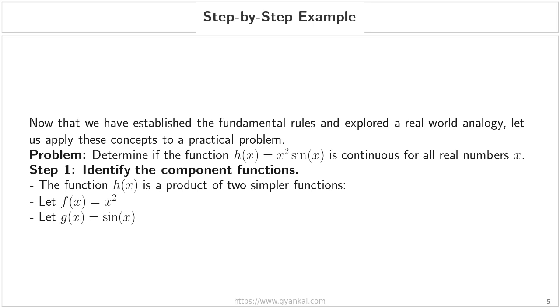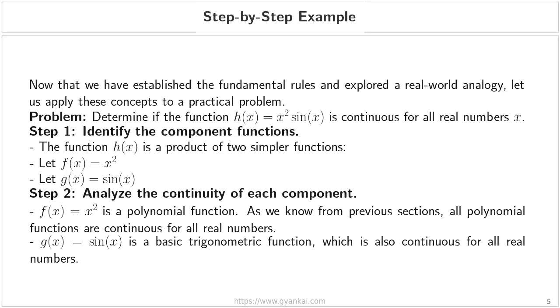Step 1 is to identify the component functions. If we examine h of x, we can see that it is constructed as a product of two simpler functions. Let us define the first function, f of x, as x squared, and the second function, g of x, as the sine of x. Step 2 is to analyze the continuity of each of these individual components.